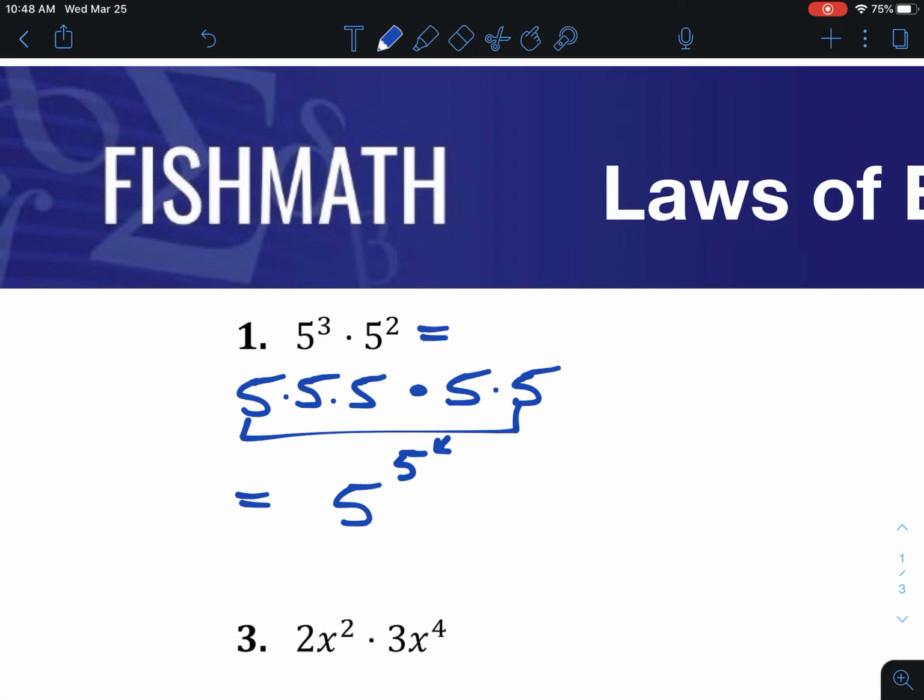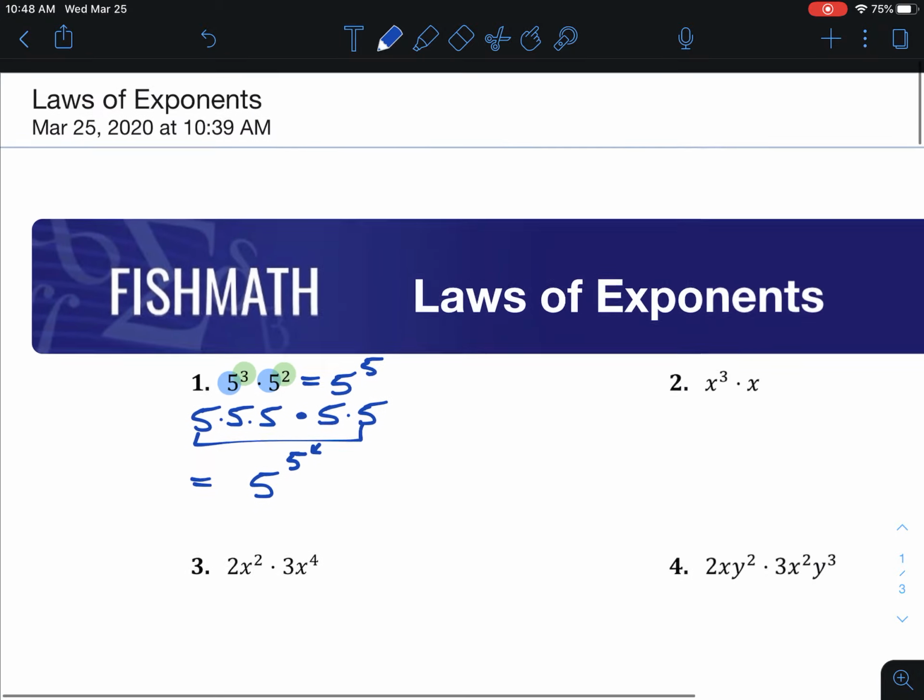Now, the shortcut here is to just keep the base of that 5, and then add the exponents. So 3 plus 2 makes the exponent of 5. That is the shortcut. You'll see me go both ways here. Either way, that might work better for you. I'm going to show both because, again, there are options.